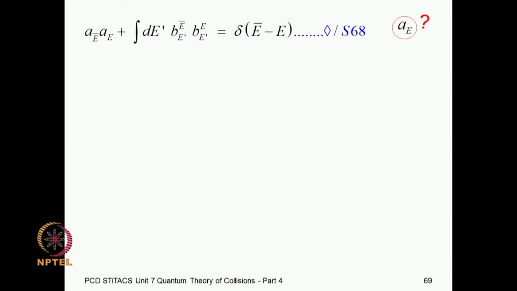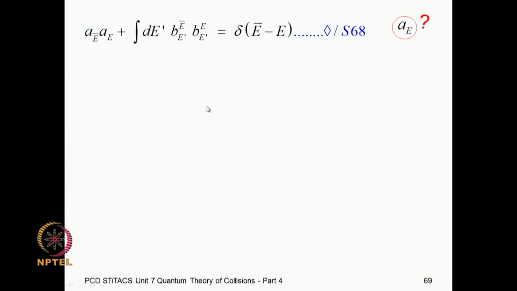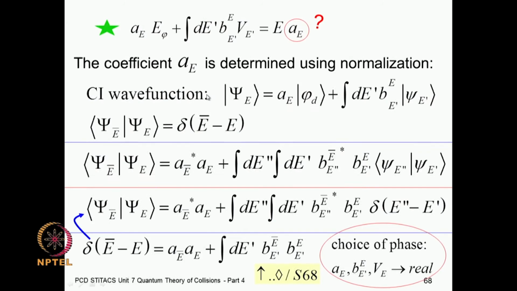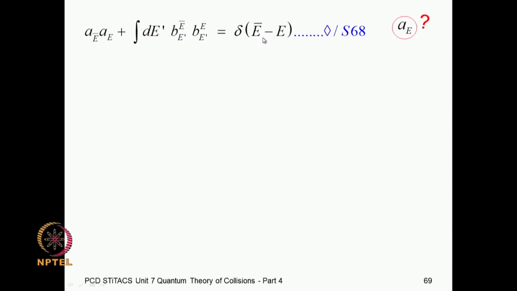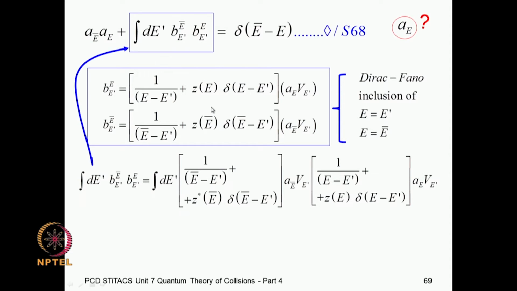Now, here is a relation which we have obtained earlier from the previous slide, which I indicate by this diamond here. The only thing I have done in moving this to the next slide is I take this AE bar on one side. So, I have delta E bar minus E over here. This is the relation I get from the previous slide. This is the Dirac-Fano trick. So, we are putting all our pieces together.